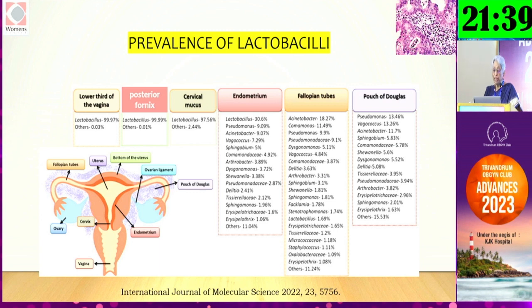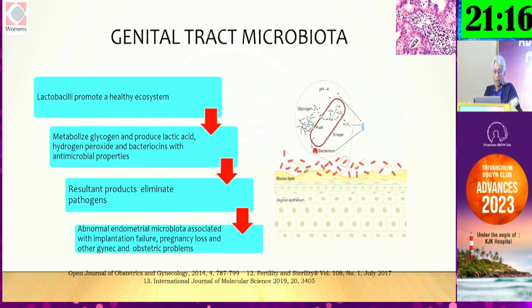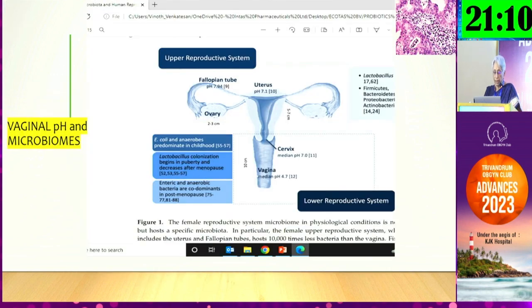So the prevalence of lactobacilli has now been clearly outlined, and you can see that in the lower part of the vagina it exceeds 90%. And it gradually decreases as it goes up in the cervix to about 97% or so. And by the time you go to the endometrium, it becomes lesser and lesser, and it becomes almost nothing in the pouch of the uterus. So these genital tract microbiota, the lactobacilli, play a very important part in this ecosystem.